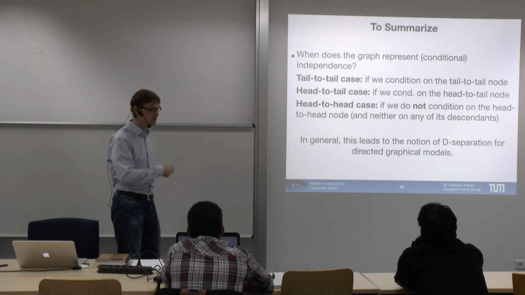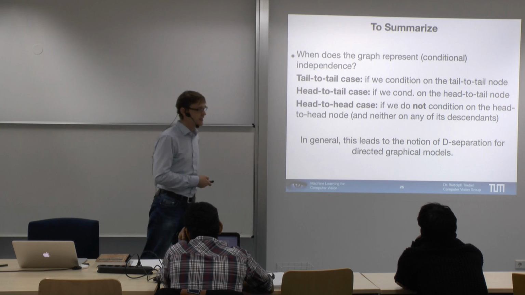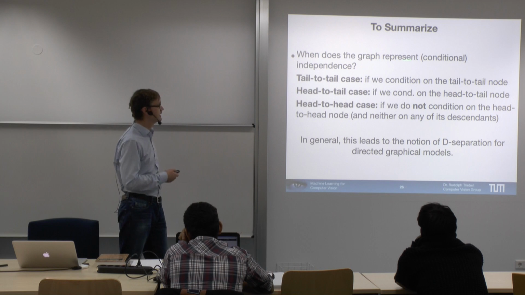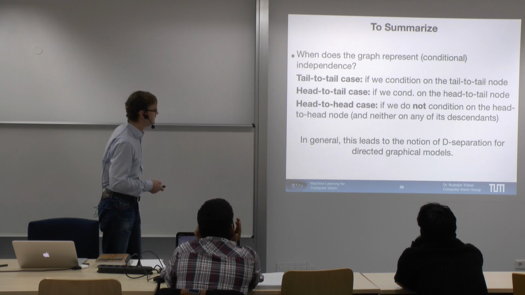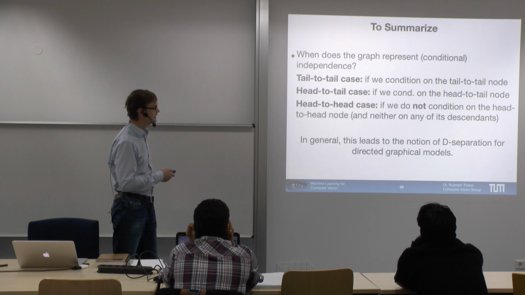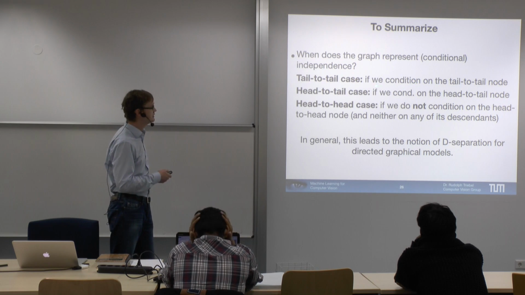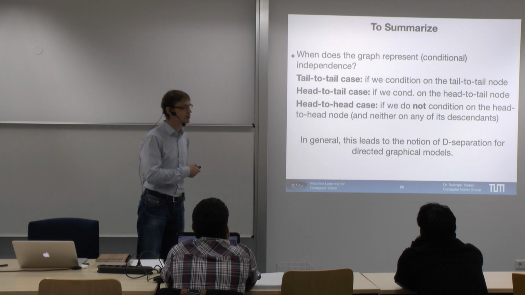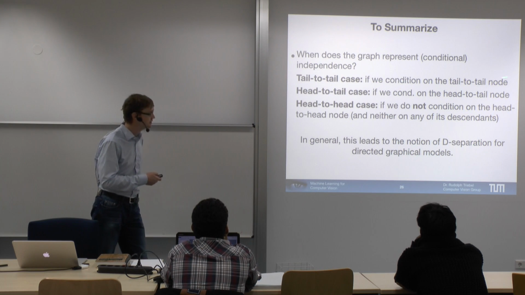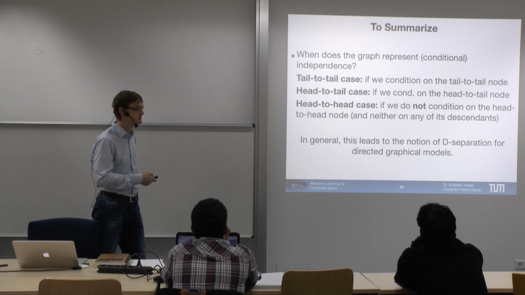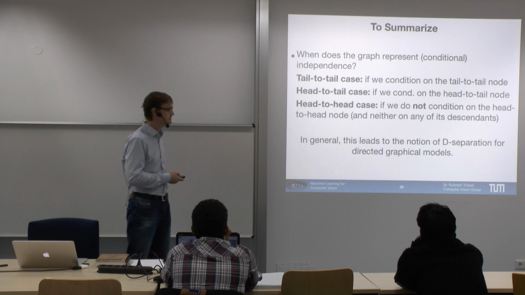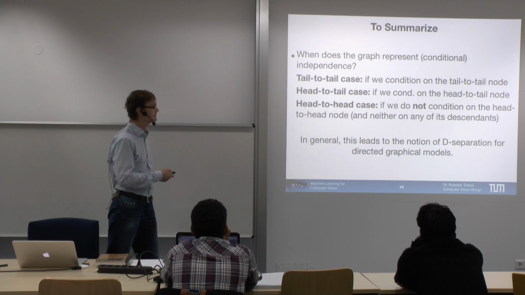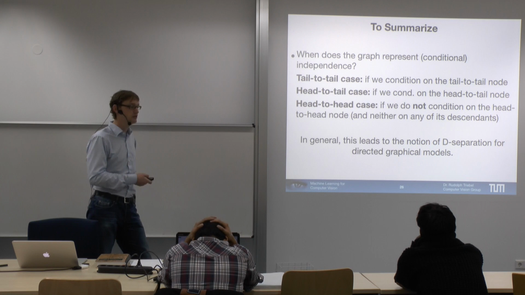Now, we can summarize all these three cases and ask ourselves, when does the graph represent conditional dependence and when does it represent independence? In general, we can say in the tail-to-tail case, it represents conditional independence if we condition on the tail-to-tail node, right? In the head-to-tail case, it's the same. If we condition on the head-to-tail node, then we also have independence. However, in the head-to-head case, it is true in the opposite case.